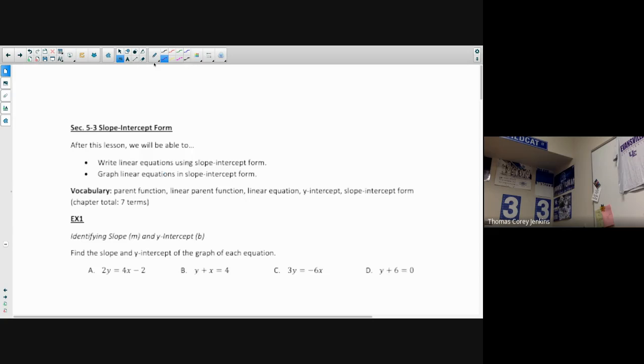Slope-intercept form, if you do not remember, is y equals mx plus b. So a couple things. Y is by itself. It's written as the output variable. Y is a function of x. And then m is known as our slope. That's our slope. And our b is our y-intercept, also known as our initial value.